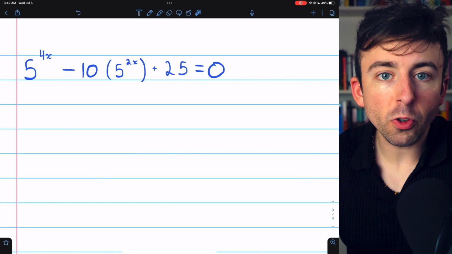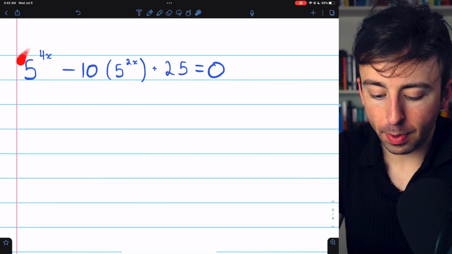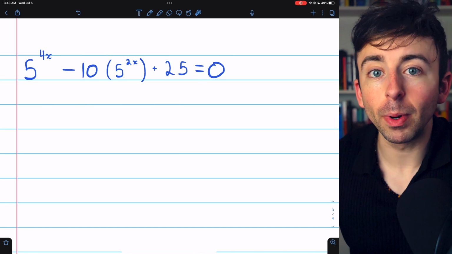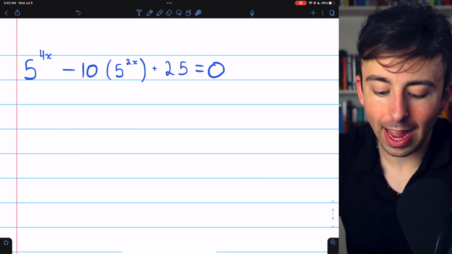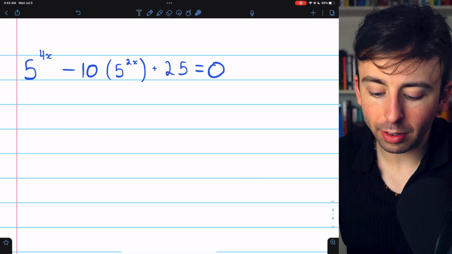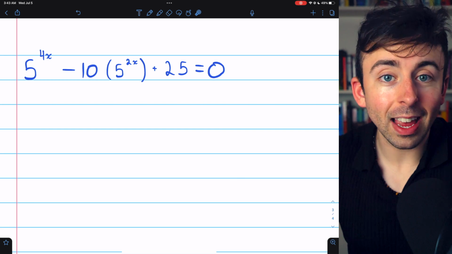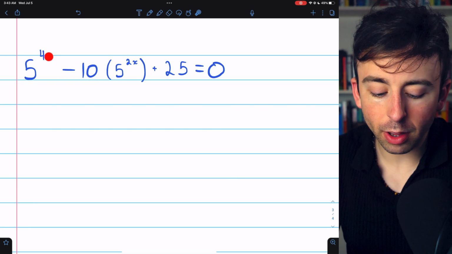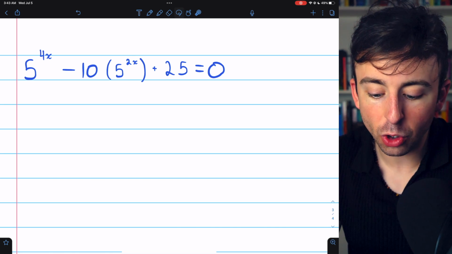We've seen quadratic equations come up several times in these problems. This is a bit of a quirky problem because it's already a quadratic equation, but it's in disguise. We've got 5 to the 4x minus 10 times 5 to the 2x plus 25 equals 0. You've got to notice this does have the form of a quadratic equation because 5 to the 4x is the square of 5 to the 2x.